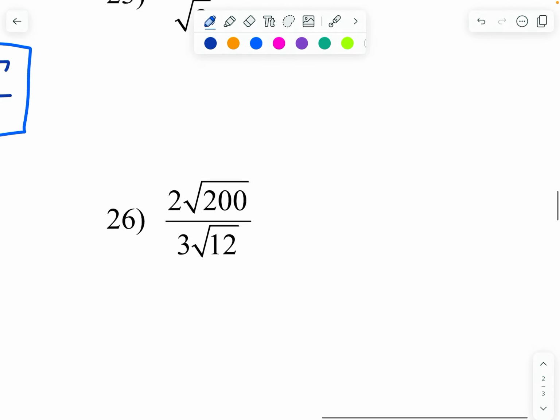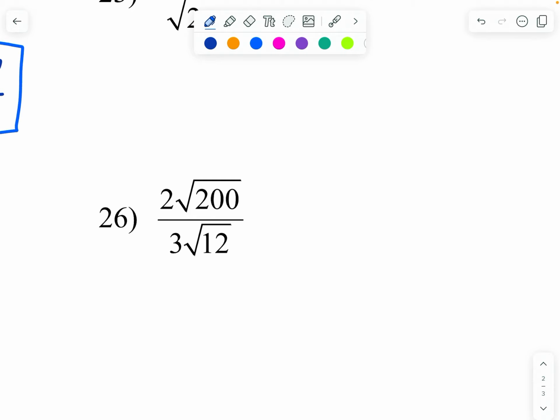One last one that I'll do, and then you can try the rest of these before we do one last thing. You can try these in different orders. If you want to multiply the top and bottom by root 12, you can. If you want to simplify the square roots first to make all the numbers smaller, you can. It doesn't really matter. So I think what I'll do here is I'll keep the 2 and the 3 on the outside. So I'll write those down.